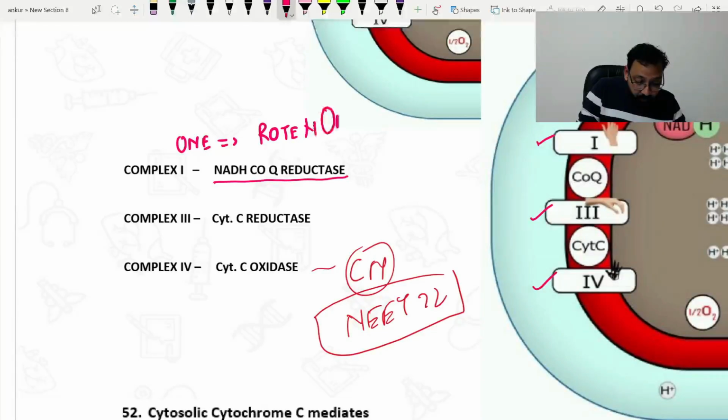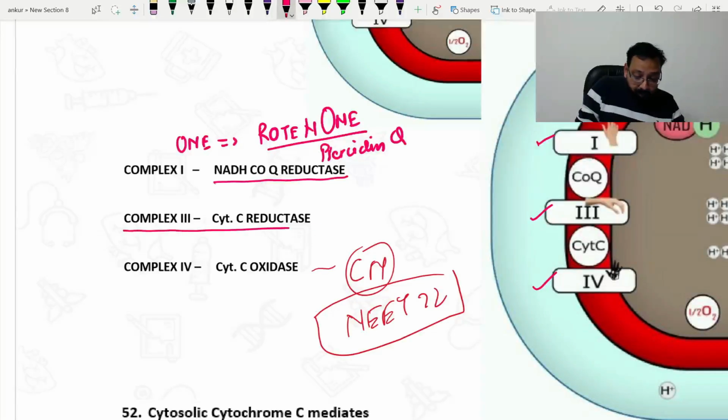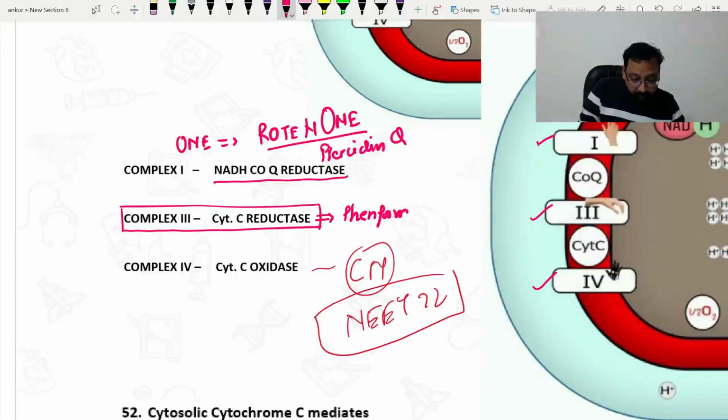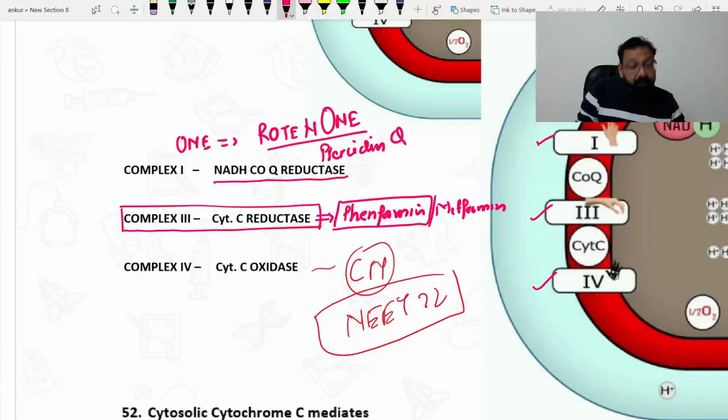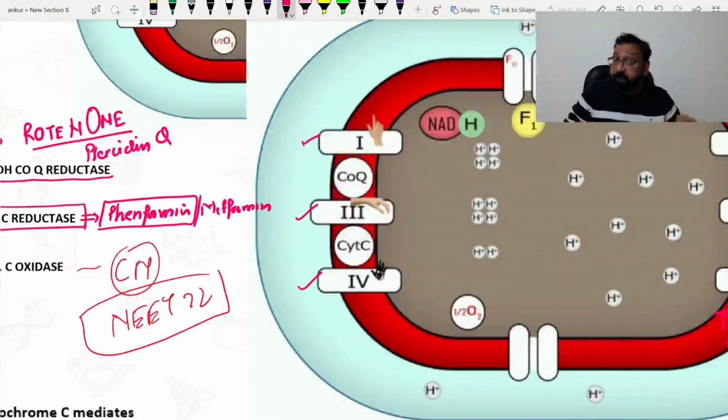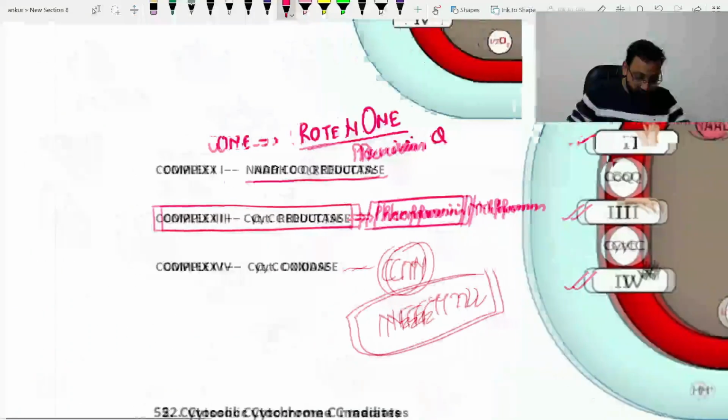rotenone, pyridine. Question is asked. Cytochrome C reductase, complex 3rd, inhibitor is phenformin, phenformin, metformin. An oral hypoglycemic drug. Question is asked. Phenformin is not used nowadays because of lactic acidosis. If the electron transport chain is inhibited, that may cause lactic acidosis.